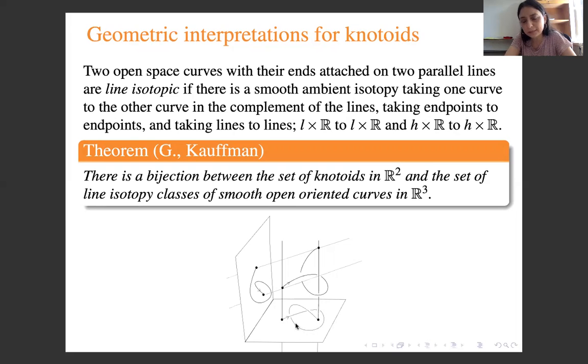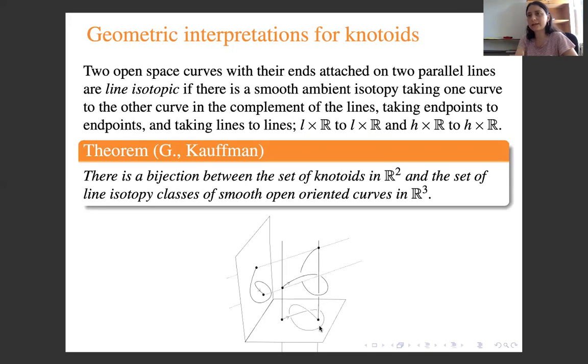And by pushing the underpassing strands of the given knotoid diagram in the vertical direction to the lower half space and the overpassing strands to the upper half space, and by allowing the endpoints to remain attached on the two parallel lines, but moving them up and down along the lines, we obtain a collection of open-ended space curves corresponding to the given knotoid diagram. Here is just one example of the space curve obtained by doing this operation.